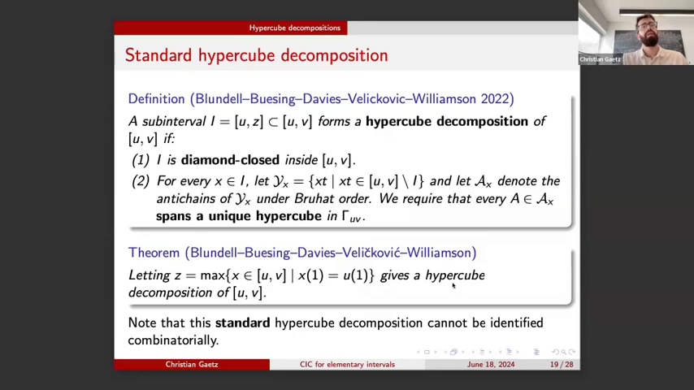Okay, so again, there is their definition. They proved this theorem here that there's a specific choice of z called the standard hypercube decomposition, which gives a hypercube decomposition for any interval. So the important fact there is that every interval does indeed have some hypercube decomposition. One fact about the standard hypercube decomposition, though, is that we can't tell just from the underlying graph or just from the underlying poset which hypercube decomposition is standard. So we need the permutations for that.